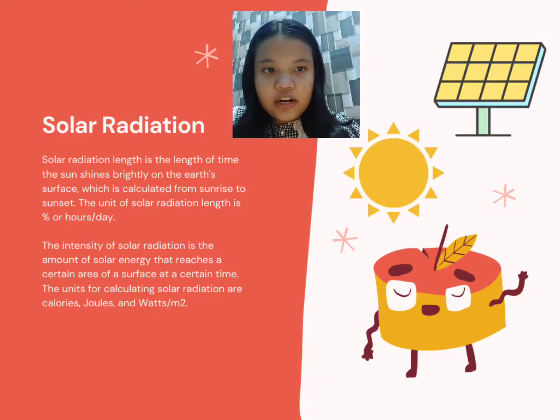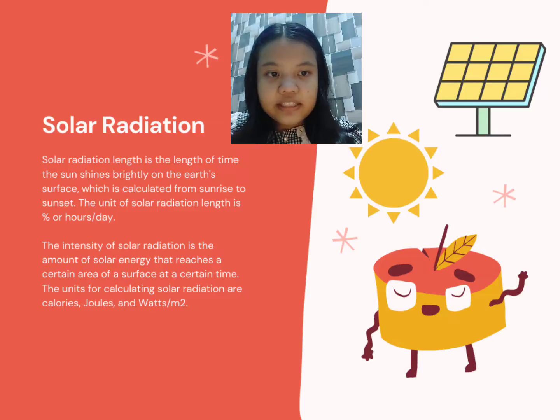Solar radiation. Solar radiation length is the length of the time the sun shines brightly on the Earth's surface, which is calculated from sunrise to sunset. The unit of solar radiation length is percent or hours per day. The intensity of solar radiation is the amount of solar energy that reaches a certain area of a surface at a certain time. The units for calculating solar radiation are calories, joules, and watts per meter squared.